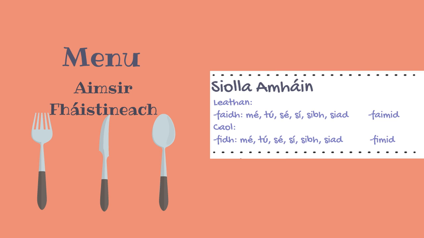For quail verbs with Shula Awan, the ending for may, to, she, shiv, and shiad is F-I-D-H, like filhig to, you will return. And instead of using shin, we add F-I-M-I-D to the end of the verb. Filamid, we will return.